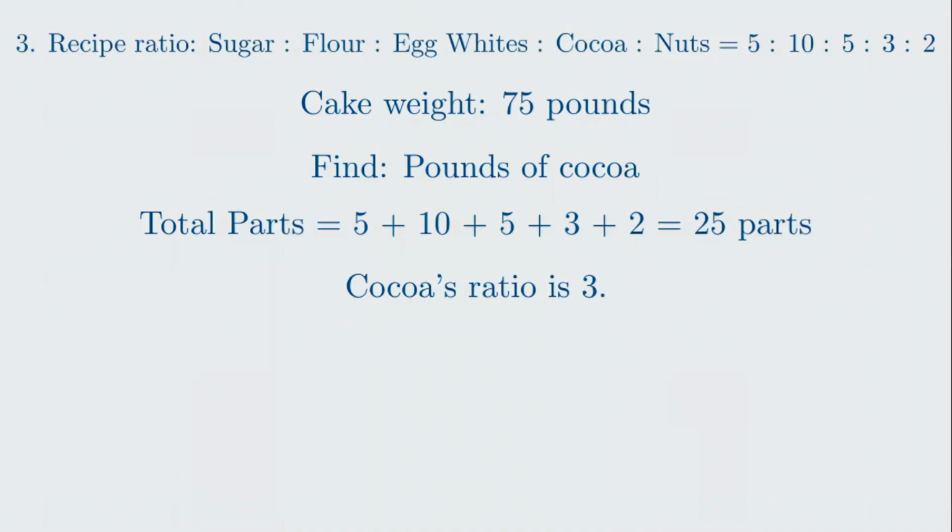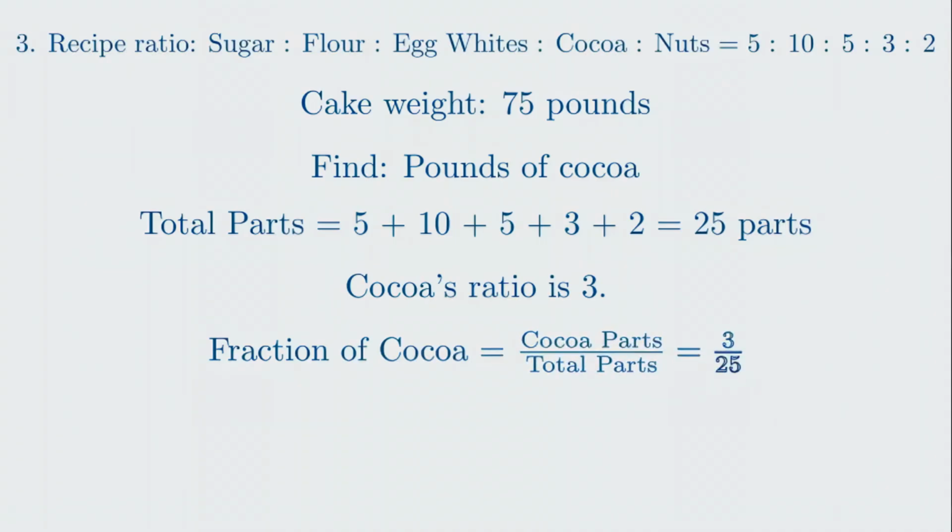This fraction is the number of cocoa parts divided by the total number of parts. The fraction of the cake that is cocoa is 3 divided by 25. This means that cocoa makes up 3/25 of the total weight of the cake.